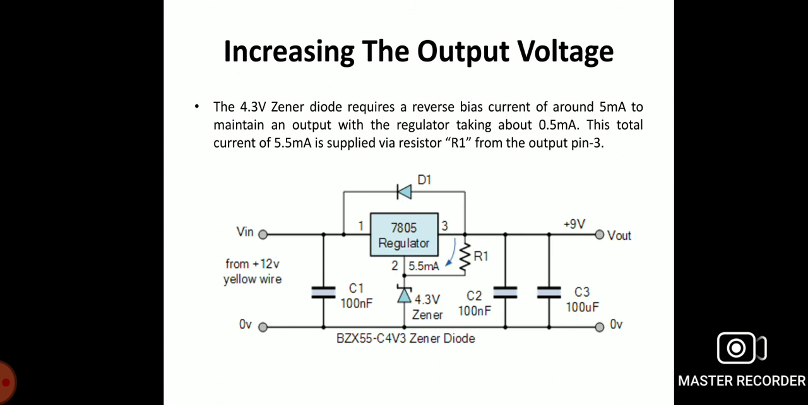The 4.3 volt Zener diode requires a reverse bias current of around 5 milliamps to maintain an output, with the regulator taking about 0.5 milliamps. This total current of 5.5 milliamps is supplied via a resistor R1 from the output pin 3. So the value of the resistor required for a 7805 regulator will be R equal to 5 volt over 5.5 milliamps, which is equivalent to 910 ohm resistance.